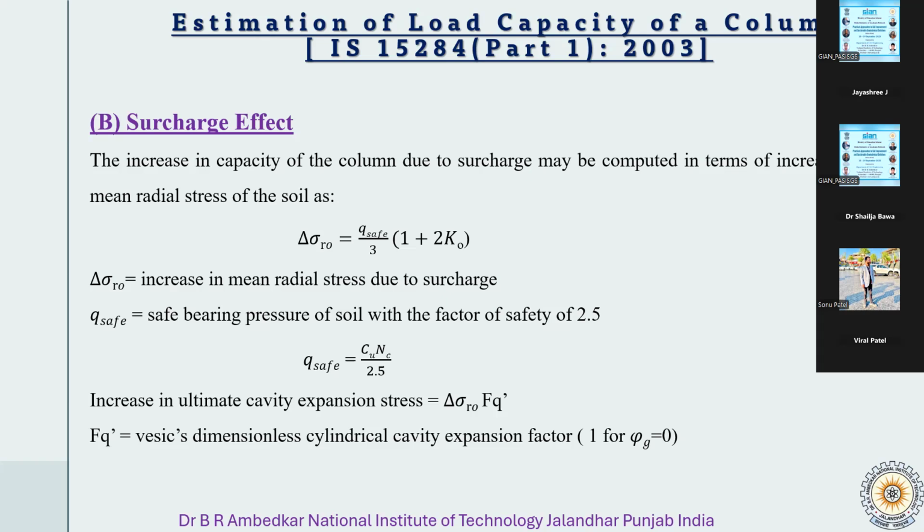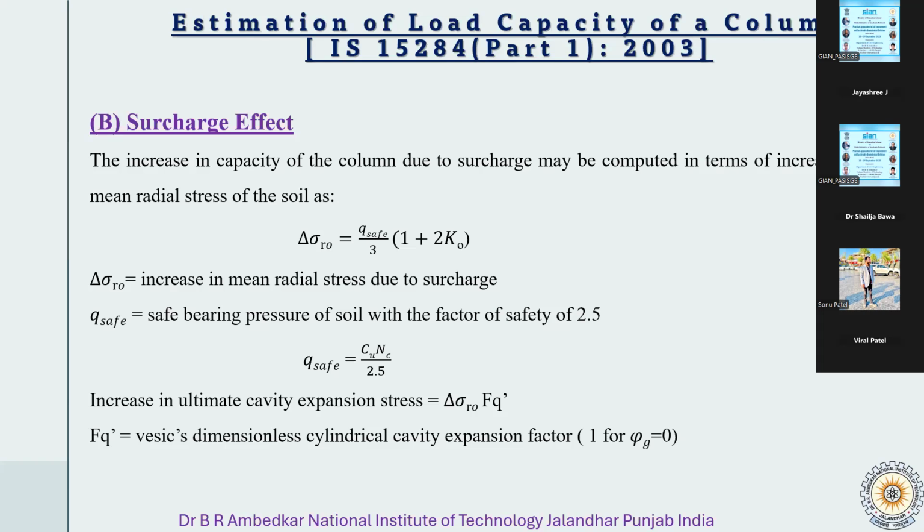The load of the sand blanket or the sand pad. And if the thickness of these elements is not known, then the limiting thickness of the surcharge loading, we have to represent it with the safe bearing capacity of the soil. And the increase in the capacity of the column due to surcharge can be computed in terms of the radial stress. So here, that's why delta sigma RO is here, the increase in mean radial stress due to surcharge.